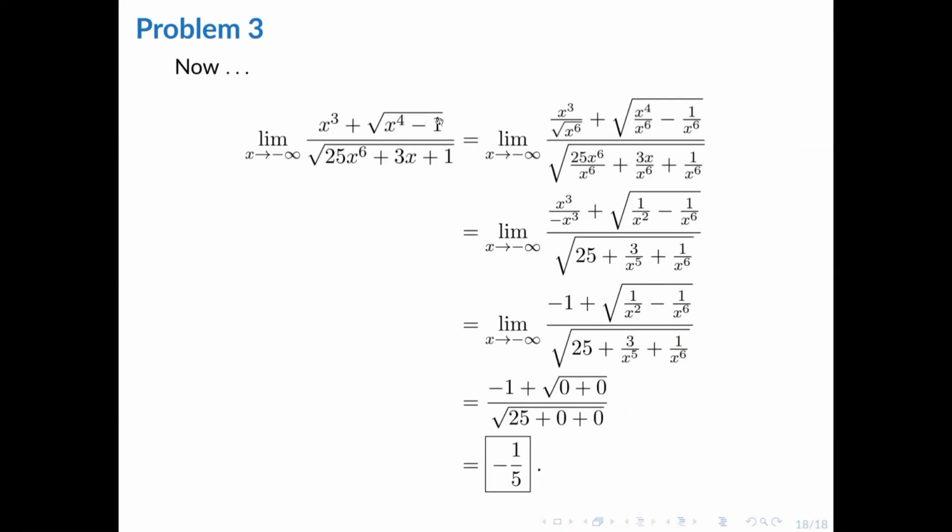So the limit of this original function is negative 1/5.